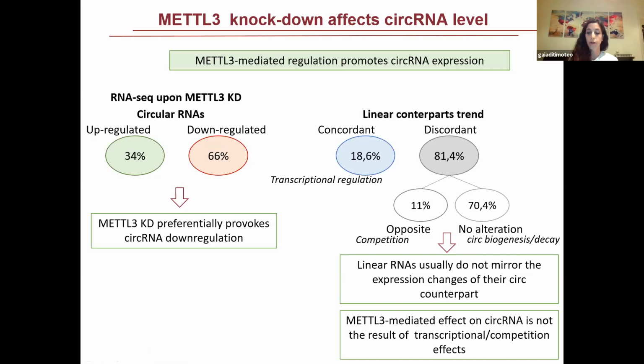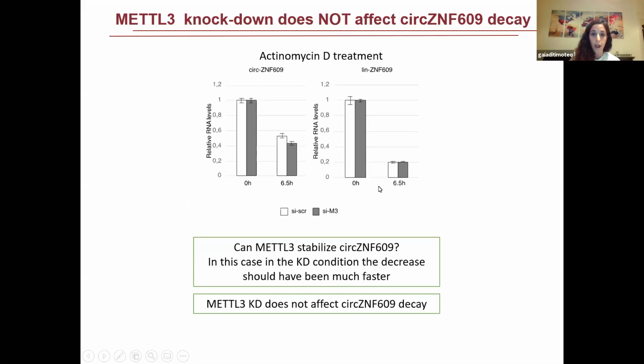So from this analysis, we concluded that linear RNAs usually do not mirror the changes in the expression of their circular counterparts, and also that the METTL3-mediated effect on circRNA is not the result of a transcriptional regulation, and neither of a competition effect. In order to exclude one of these hypotheses, we started from decay. We performed actinomycin treatment, and if you expect that your factor is acting on the decay, basically you expect that in the scrambled knockdown condition, the level of the circRNA in this case is going down with a different rate, since actinomycin stops transcription.